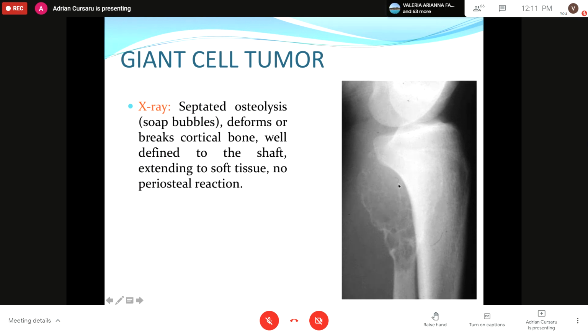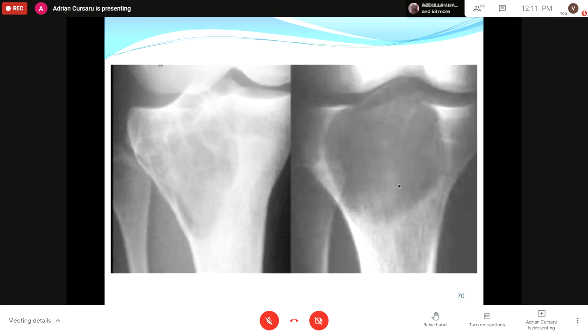The deformity and breaks of the cortical bone: if you have a break of the cortical bone, you will have to know that in most cases we have a malignant tumor, or a benign one, a giant cell tumor, an inactive one that has transformed into an active or aggressive one, and it is very important to know.